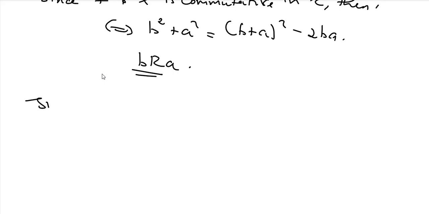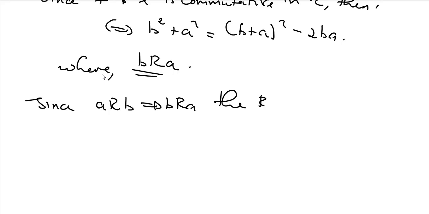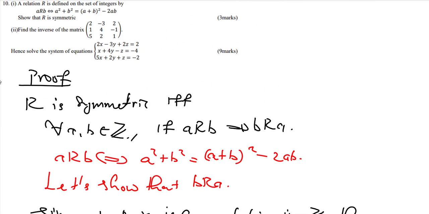since A is in relation with B implies that B is in relation with A, then R is symmetric. Now we pass on to the next question.